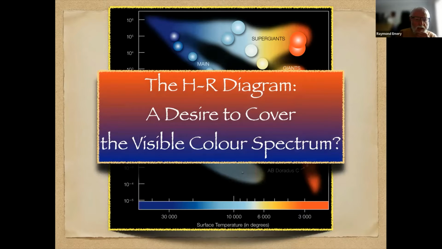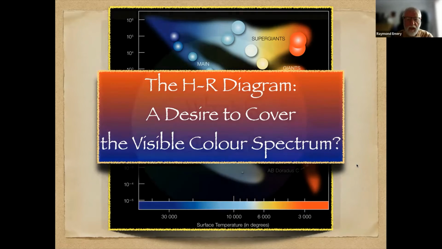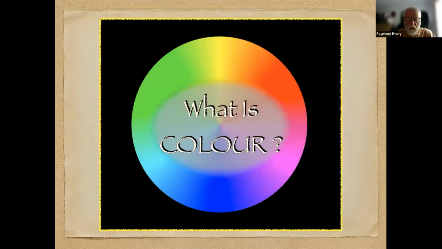And as I said, you don't find stars which are as red as that, or as blue as this, or indeed as red as this. Not really. So there's almost an aesthetic matter here, you might say. The Hertzsprung-Russell diagram is, in a sense, a desire to cover the full visible colour spectrum between deepish blue and a deepish red, even if that doesn't quite tally with nature.